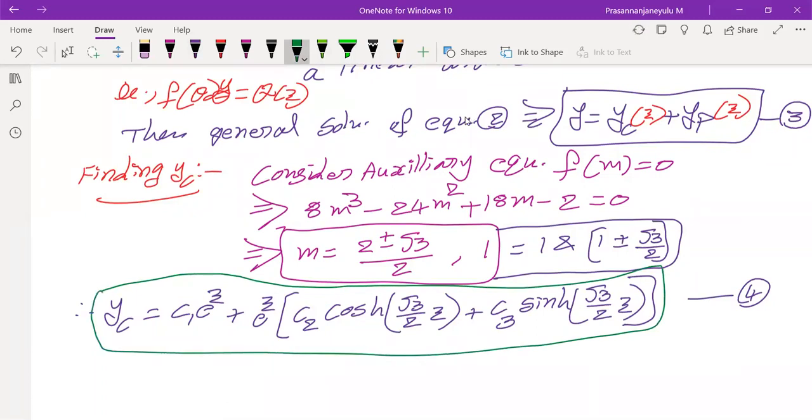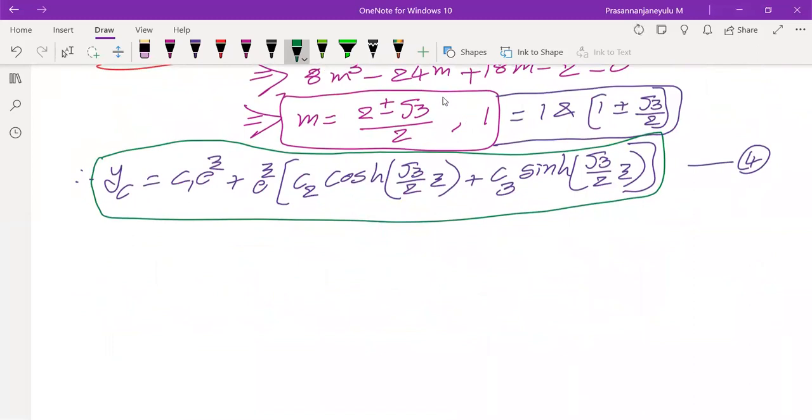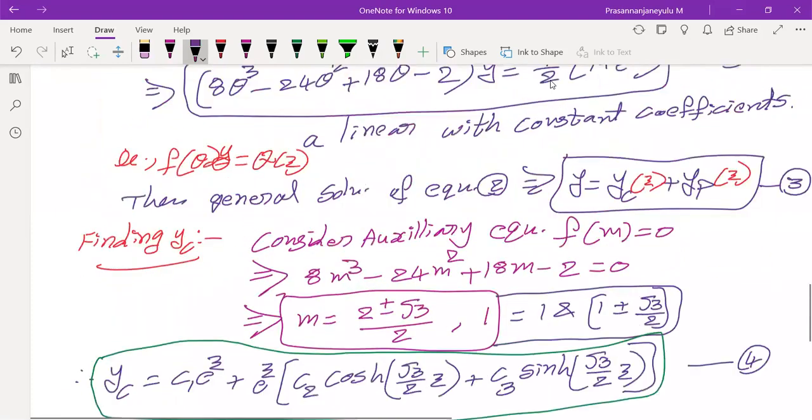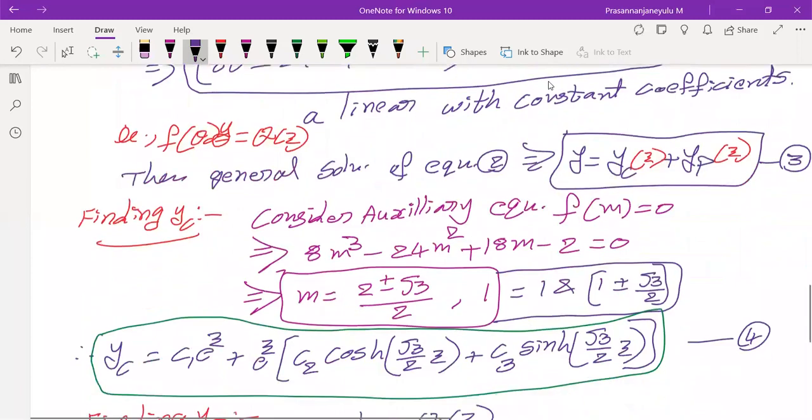Now what do we need to find? We need to find yp. While finding yp, what do we have to consider? I am writing it as finding yp. What is the general form of yp? 1 by f of D of q of x, but here it is 1 by f of theta of q of z. That implies yp equals 1 by f of theta of q of z. What is the theta value? 8 theta cube minus 24 theta square.